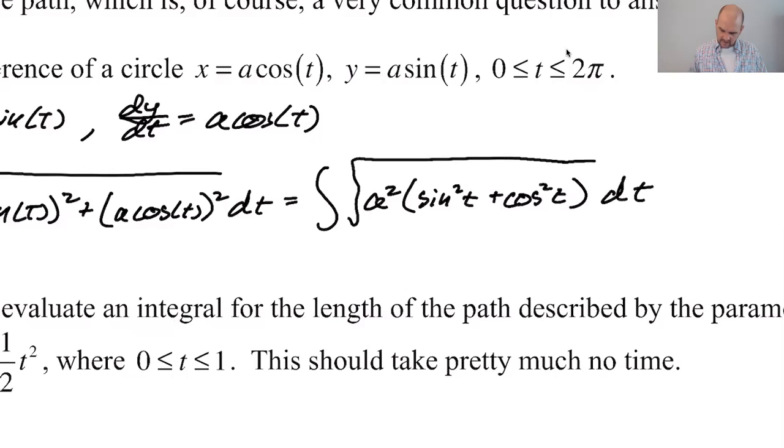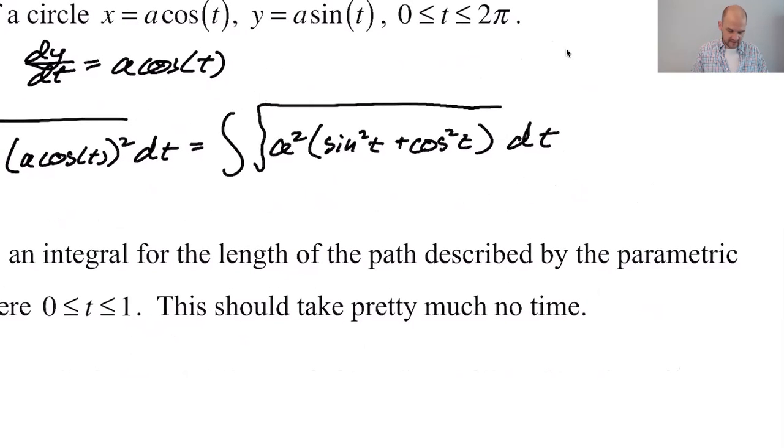dt. All right, what do we got here? Well, sine squared plus cosine squared is our favorite thing. It doesn't come up enough. It's 1. So this is the integral, mind your bounds, of the square root of a squared.